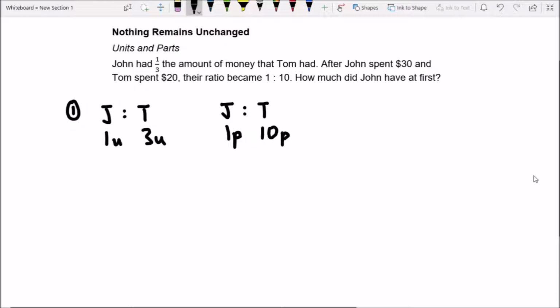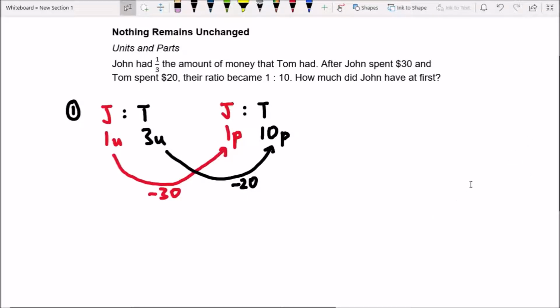Now, John spent $30, so we know that John's amount at first minus $30 will give us John's amount in the end. Draw an arrow illustrating this. Do the same for Tom. Since Tom spends $20, Tom's amount at first minus $20 will give us Tom's amount in the end. That's all there is to step 1. Practice this step for 3 different questions before you proceed to step 2.